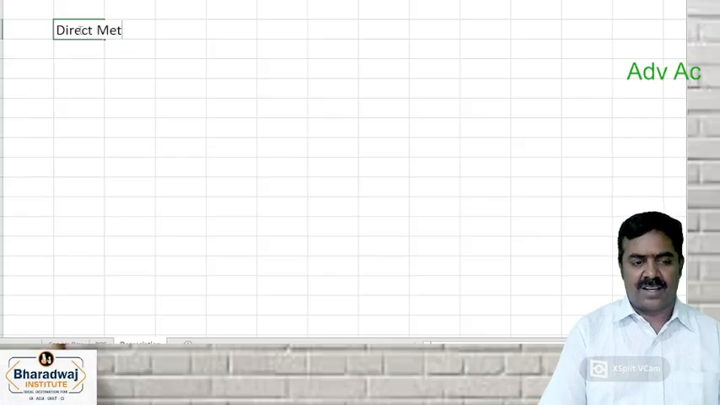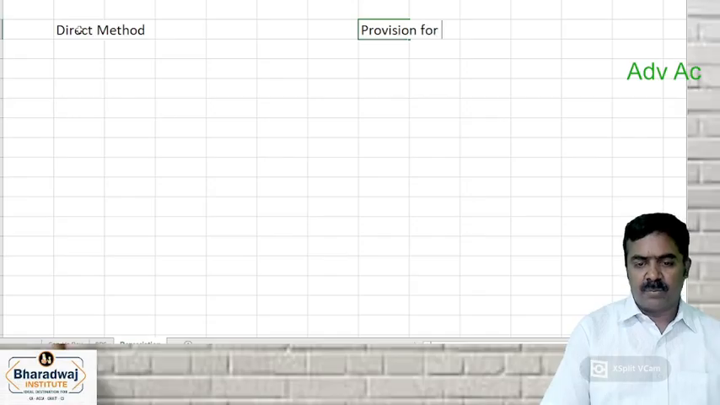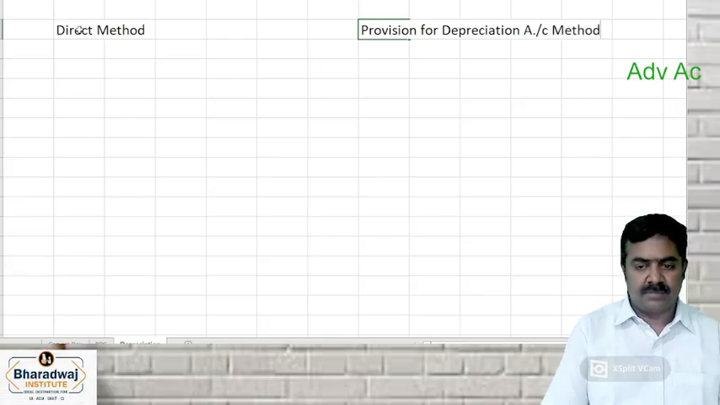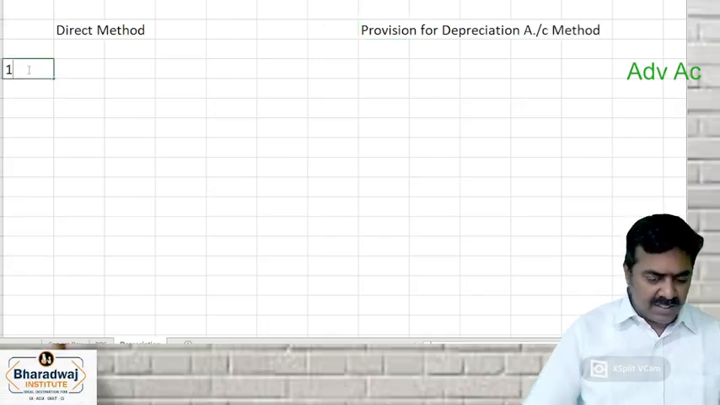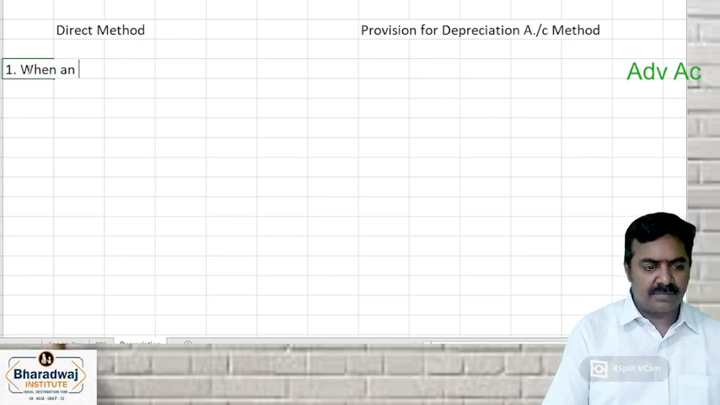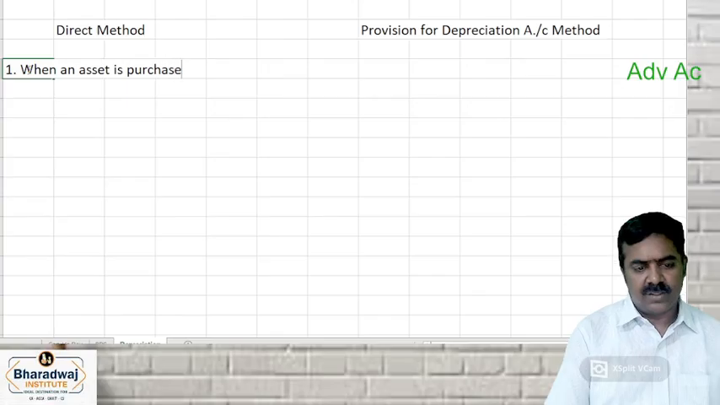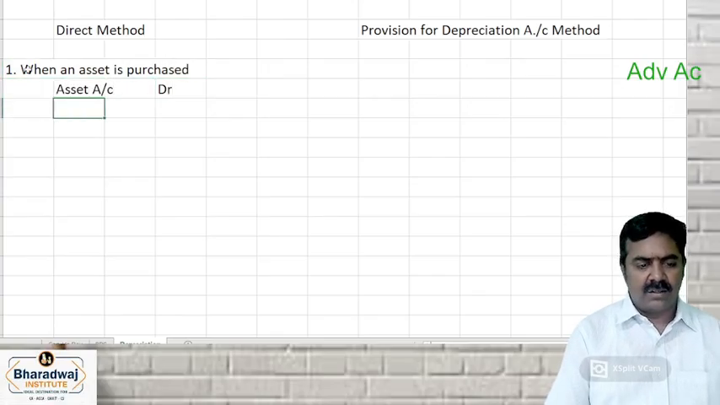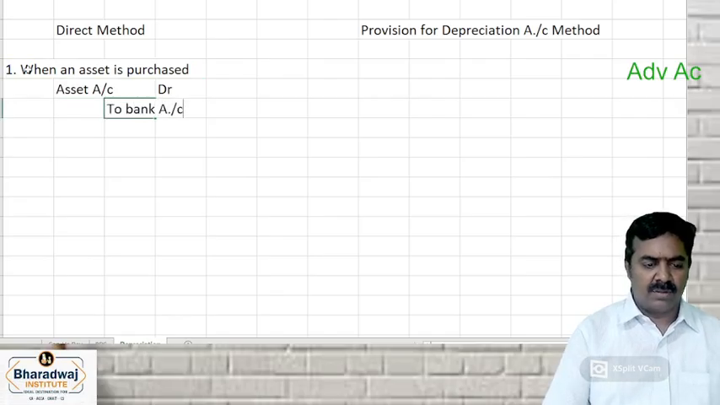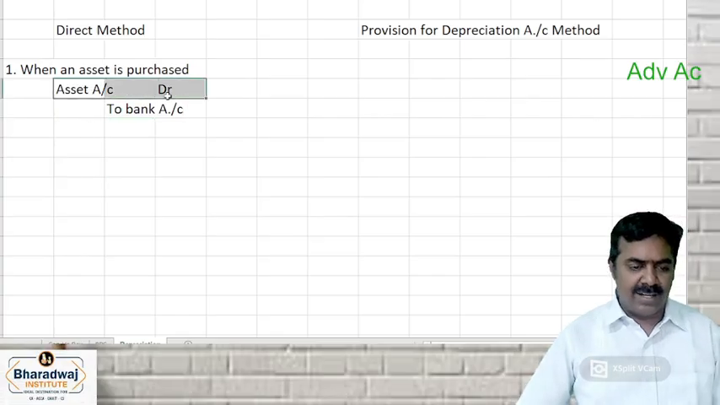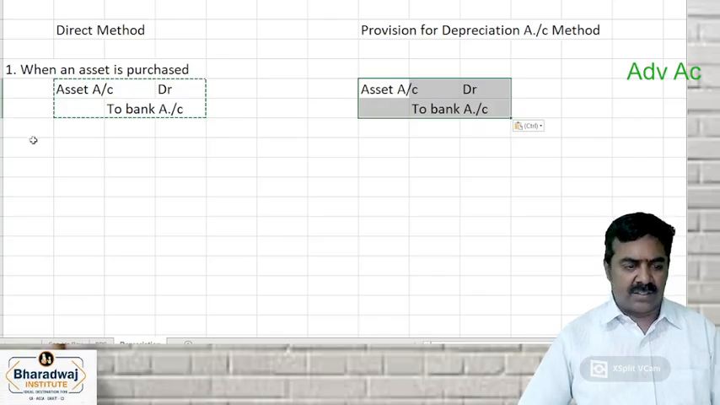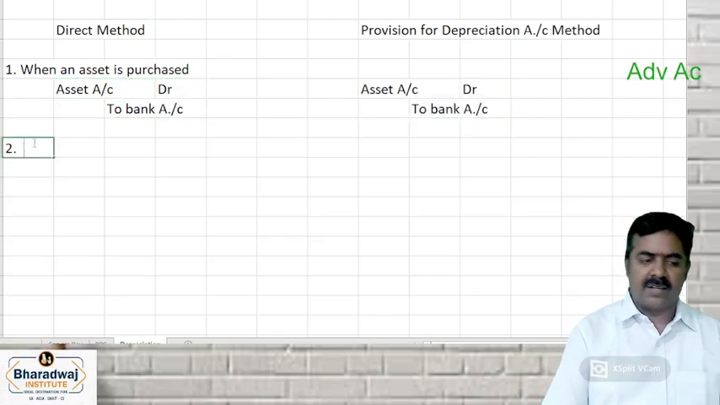One is called the direct method, where depreciation will be charged in the asset. Another method is which one? Provision for depreciation account method. When you purchase the asset, what is the entry you will pass? Don't need to copy this, just for your reference. Asset account debit, which account? Bank account. For the other one also, the same entry will be passed. First method or second method, we will be passing the same entry.